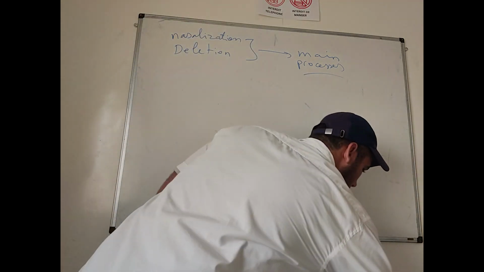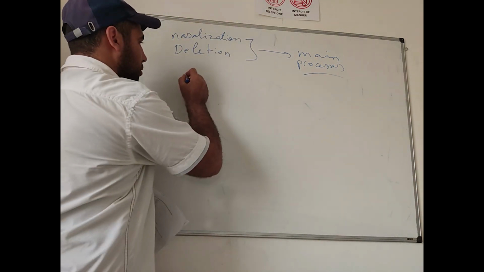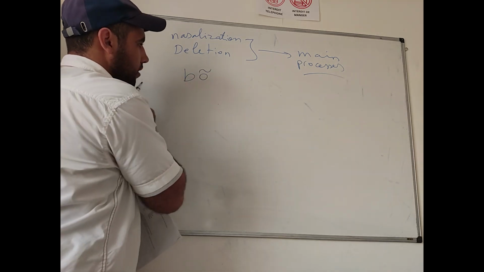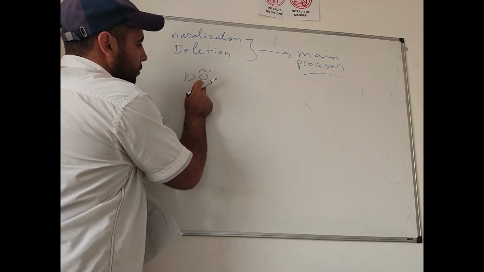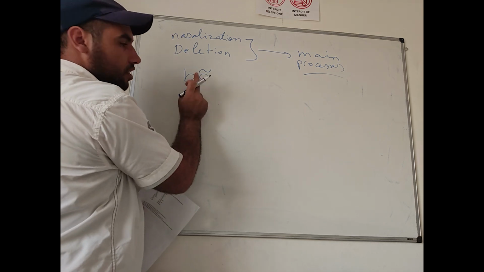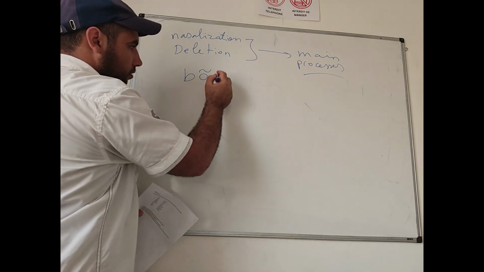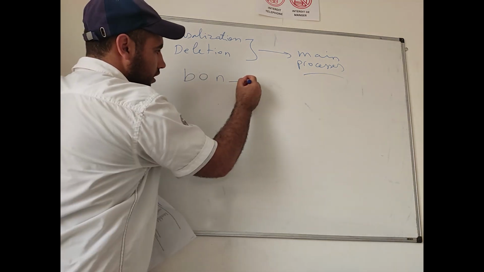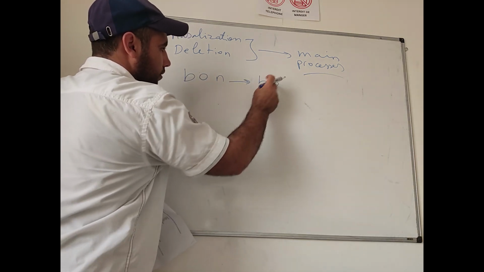Why? Let's give the example again of bonbon. Okay, the bon sound. This bon sound, because before getting the nasalization feature, there was a sound here, a consonant. Okay, it was here. That's why we have the nasalization.